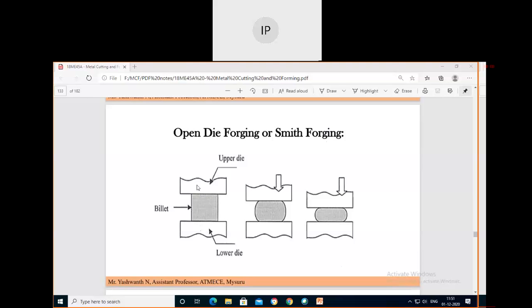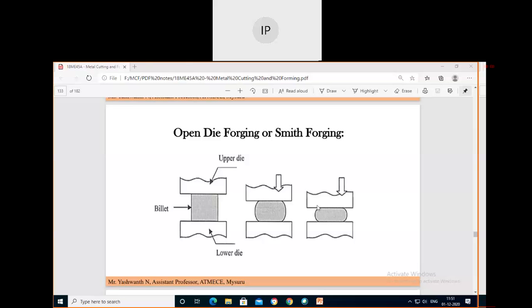Now the compressive force is applied externally to the surface of the upper die. Once you apply the force on the upper die, what happens? The metal flows perpendicular to the applied force. If you see the shape of the object, initially it is a square. After applying the force, we get an ellipse, which means the metal is flowing outside from the die because of the application of the compression force.